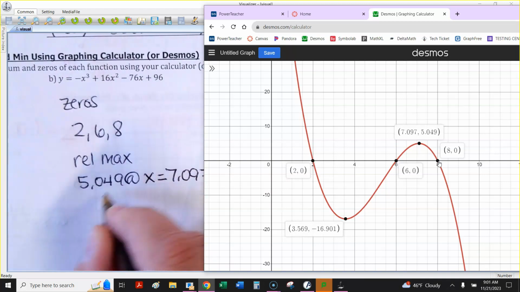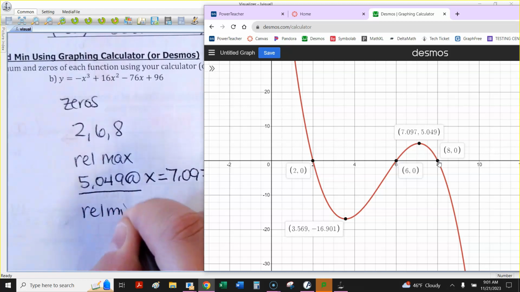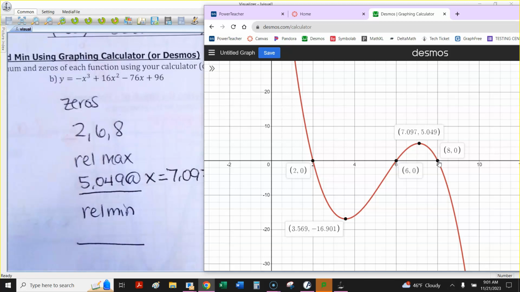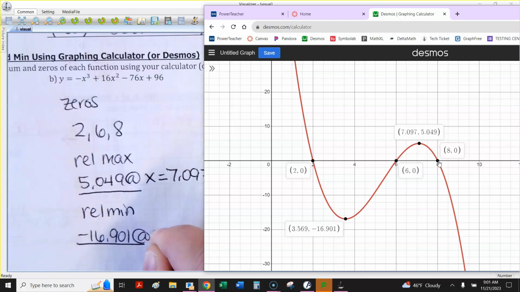That's my relative maximum. And then my relative minimum, that's going to look like it's at the bottom of the right side up parabola, so we're looking at that point right there. So it's going to be that negative, we want the y value for this, negative 16.901, and our x value there is 3.565.